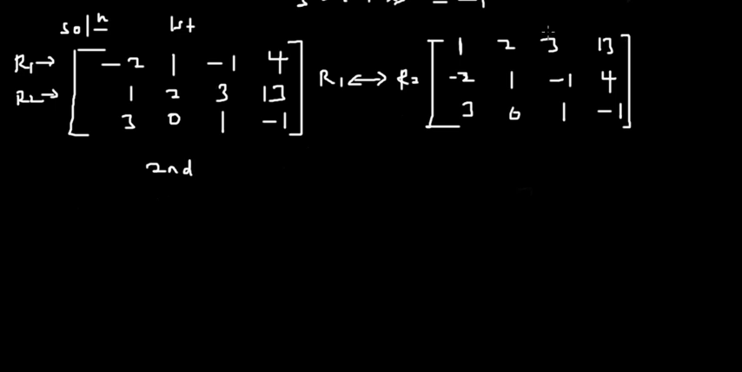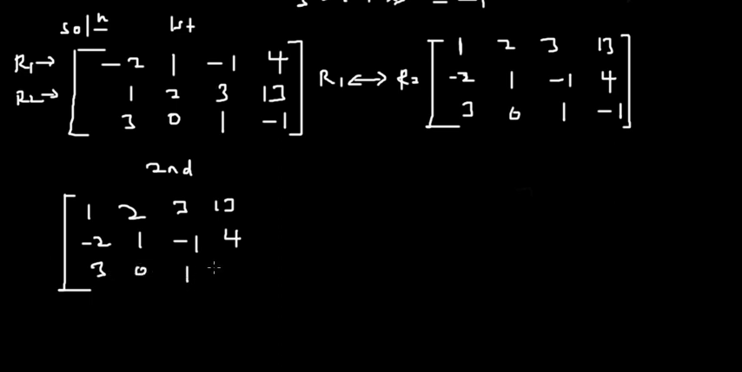Okay, so we maintain this, right? So we maintain that. So we have 1, 2, 3, and 13, and then we have minus 2, 1, minus 1, 4. Okay, and then we have 3, 0, 1, minus 1. Right, so let's see how we proceed.